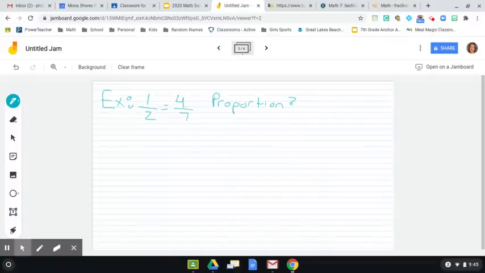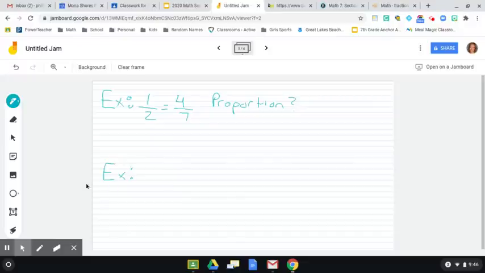And I want you to be able to tell me if this is a proportion. Are these two fractions or two ratios equivalent to each other? Check cross products or see if it's getting a certain size larger or smaller in the numerator or denominator. So you're going to try this one and tell me yes or no if it's a proportion. And then I'm going to have you try another one.